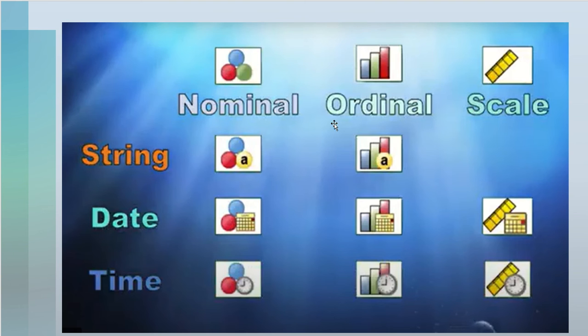In SPSS, these types of measurements are typically associated with these symbols. For categorical data, which is also nominal and ordinal data, it has the little bubbles and the little histogram pictures, and for our continuous data, it will be associated with these little rulers. If the data is string data, you will see the little A next to it. If it's date data, you'll see a little calendar, and if it's associated with time, you'll see a little clock.